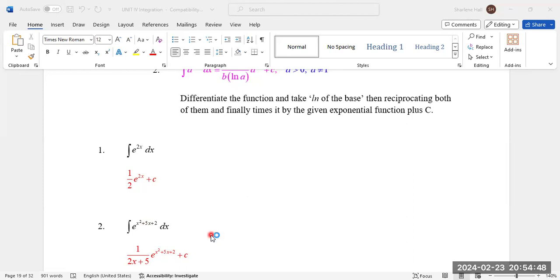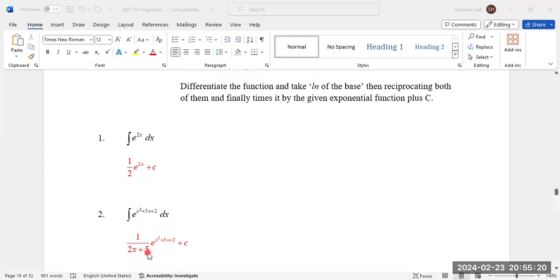No, sir. I differentiate x squared plus 5x plus 2. Once I differentiate it, I reciprocate it, and then I multiply by everything right here. Remember, this is really 2x plus 5 in brackets times ln e, because the base here is e. But we know ln e is equal to 1. So we're not going to work hard, we're going to work smart. All right? Watch this one now, though.